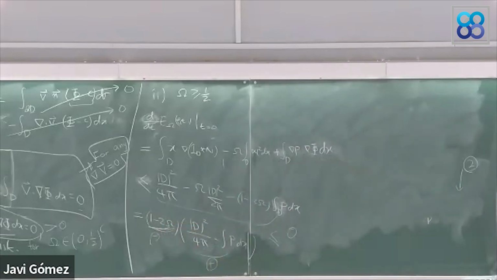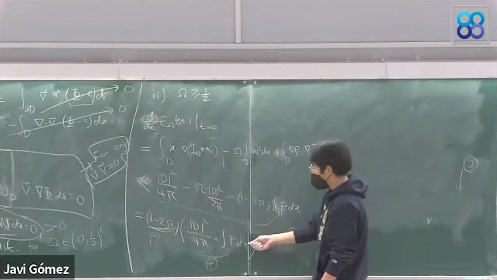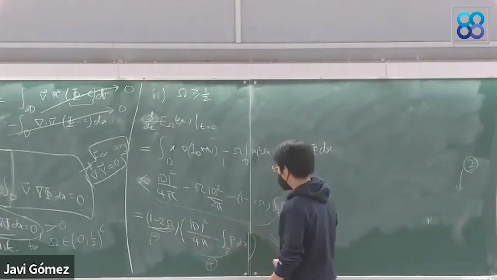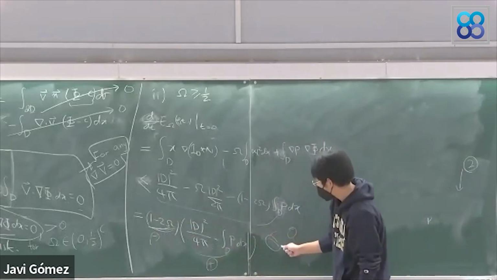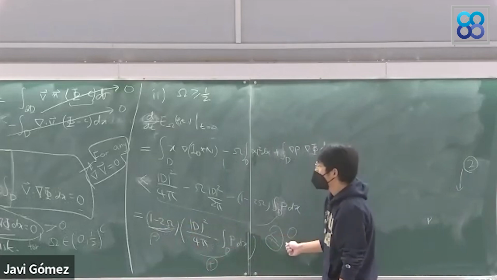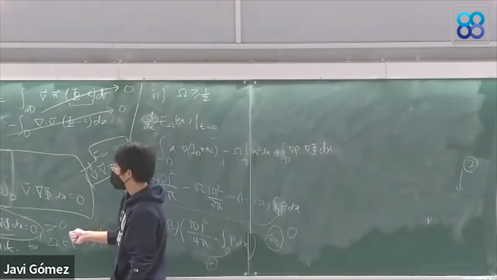And what can we see here? So again, we recall that this equality is achieved only if there is a disk. So if we didn't have a disk, then we have a strict inequality. So that gives us a contradiction.